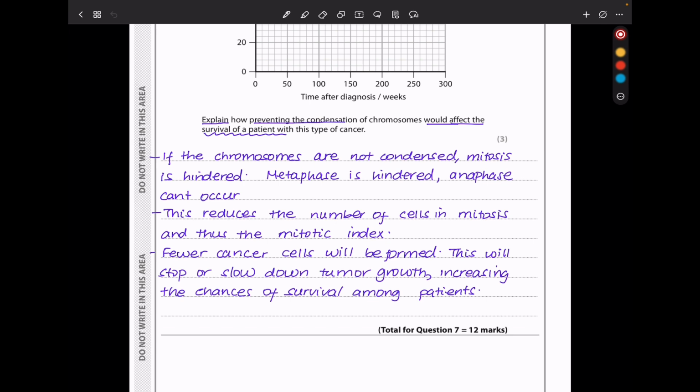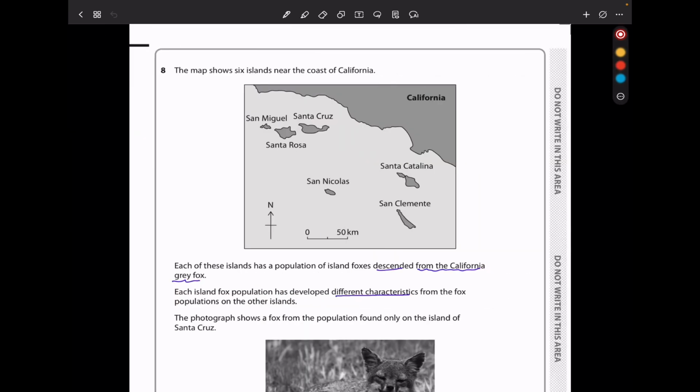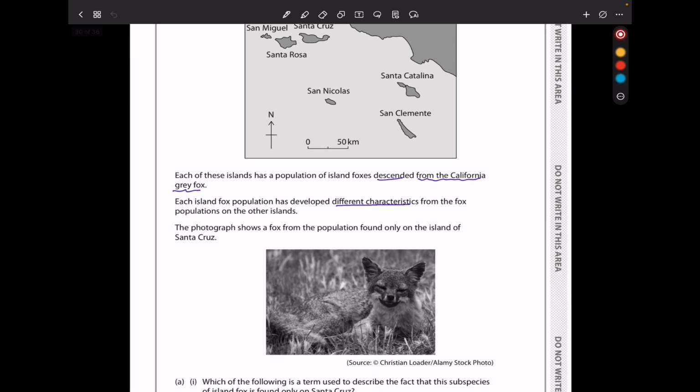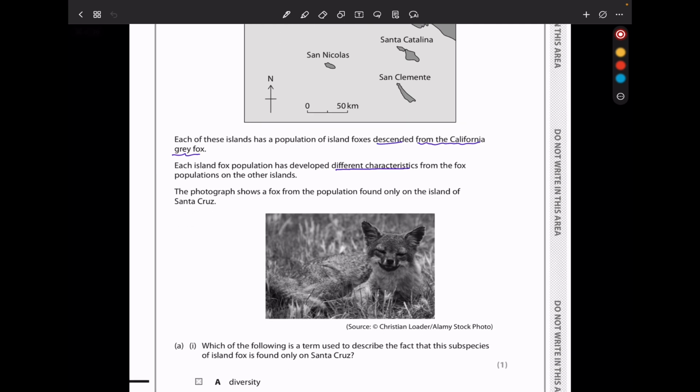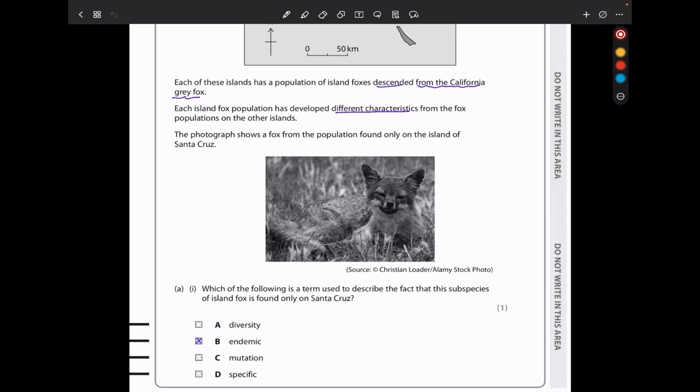So this brings us to the end of question 7. Let's continue to question 8. In question 8, the map shows 6 islands near the coast of California. These are the islands. They say each of these islands has a population of island foxes descended from the California gray fox. Each island fox population has developed different characteristics from the fox population on the other islands. The photograph shows a fox from the population found only on the island of Santa Cruz.